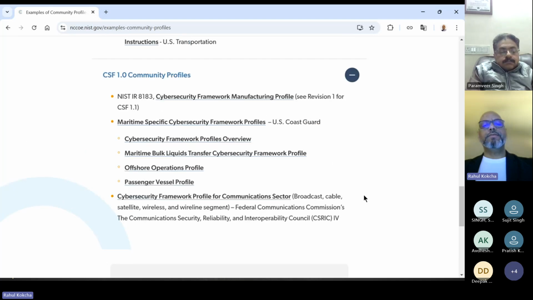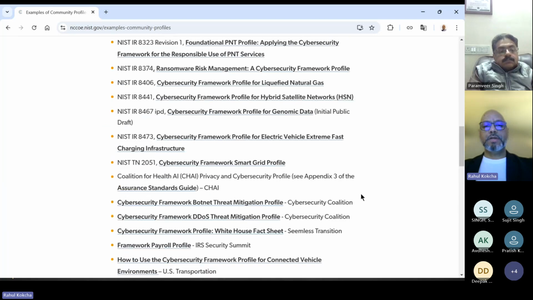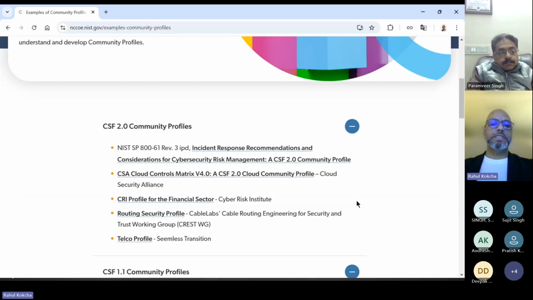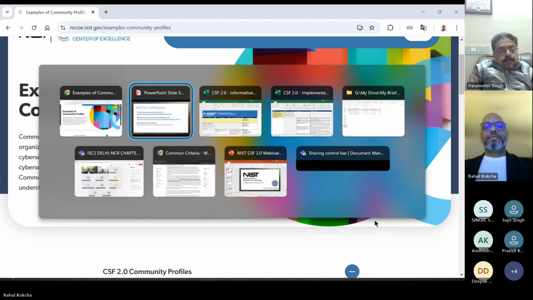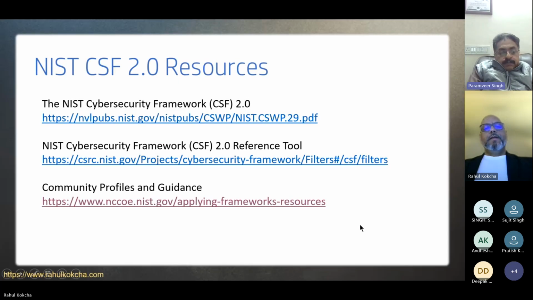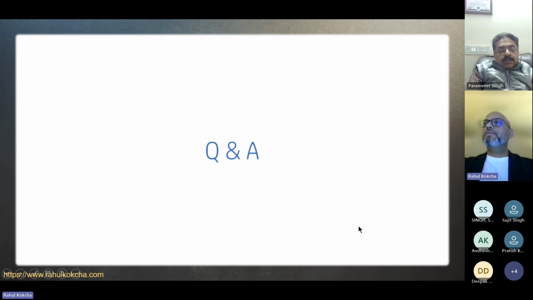Not every available profile is upgraded to 2.0. But maybe with time; this is just community work basically. Some of them may be upgraded, some may not, because you can use them in the way you want to. Any questions? It's time for Q&A.